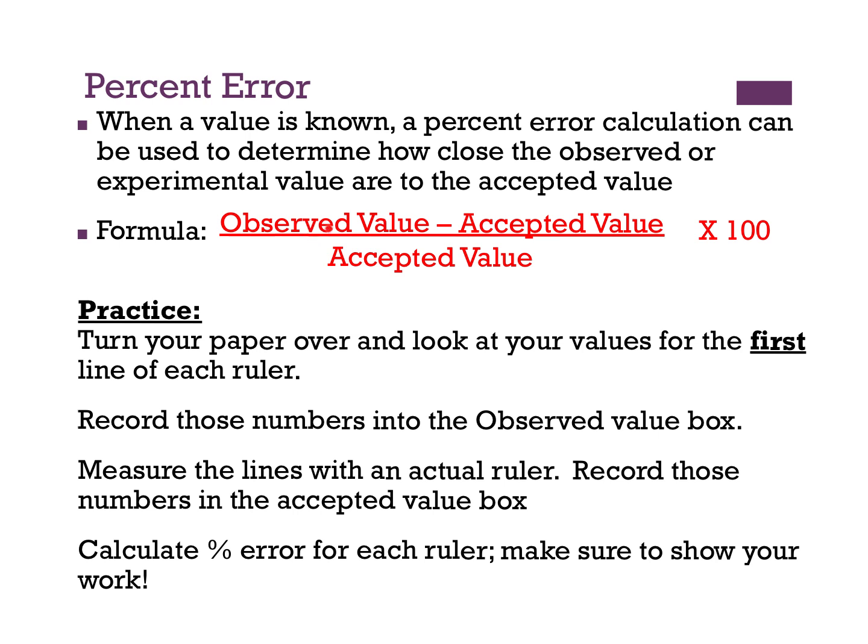Okay. So it's the observed value. That's the one that you would measure. And then you subtract it with the accepted value. That's the correct value. And then you're going to divide that all by the accepted value and then multiply it by 100 to turn it into a percent.